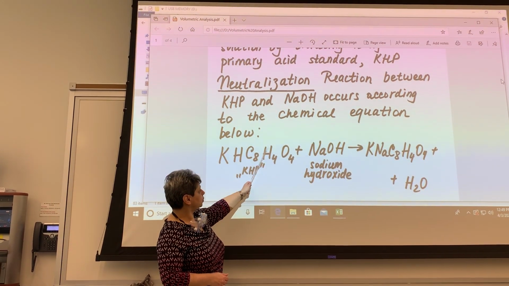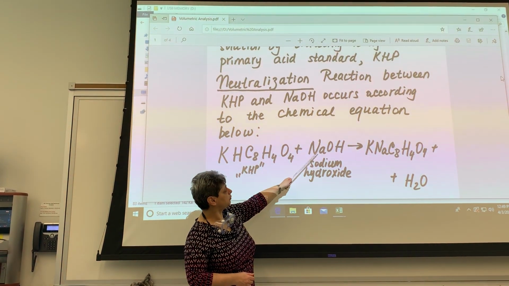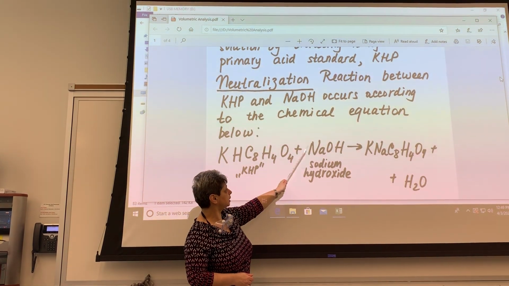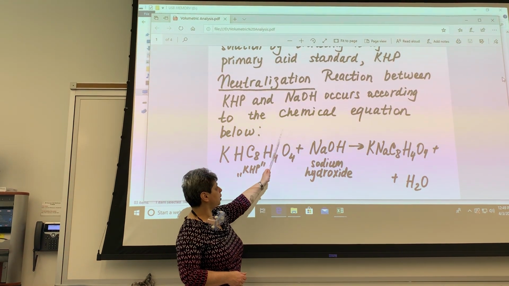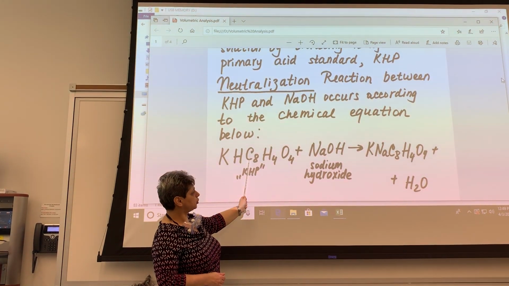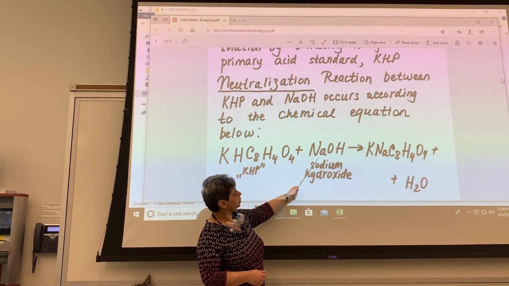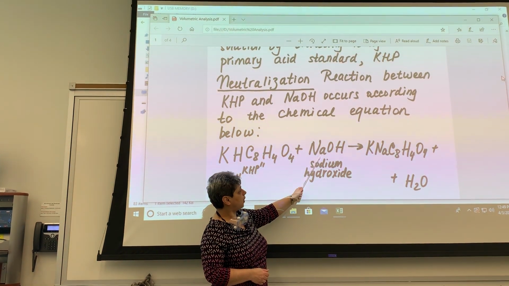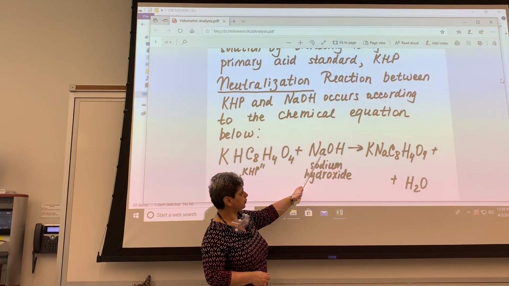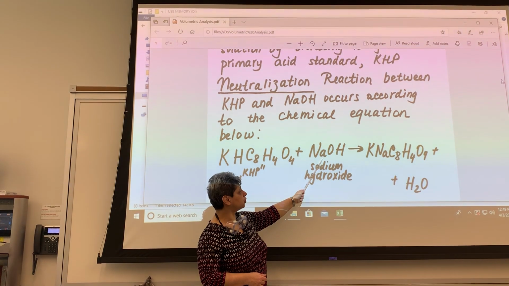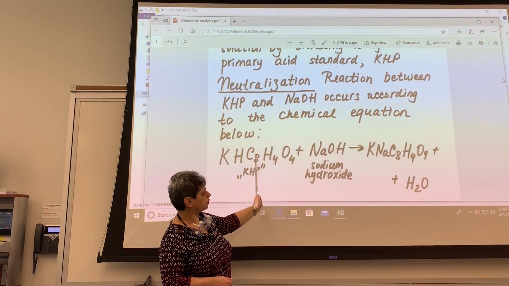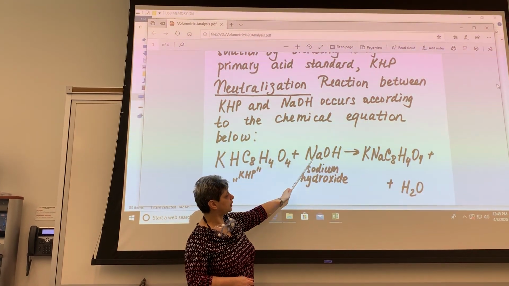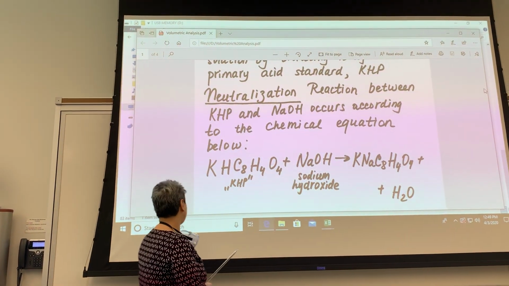And then if we know moles of KHP, we can find moles of NaOH. As you can see, it's going to be a 1-to-1 ratio, so moles of NaOH will be equal to moles of KHP. And then if we know moles of NaOH and we know the volume of sodium hydroxide solution that it took for us to get the reaction to come to completion, we can find the molarity, or molar concentration, of NaOH.